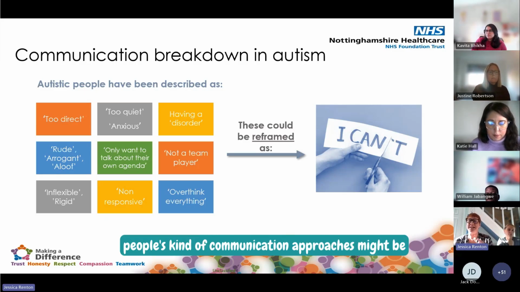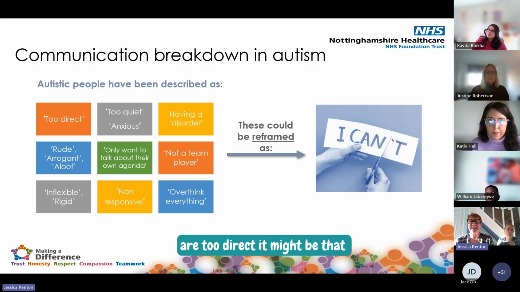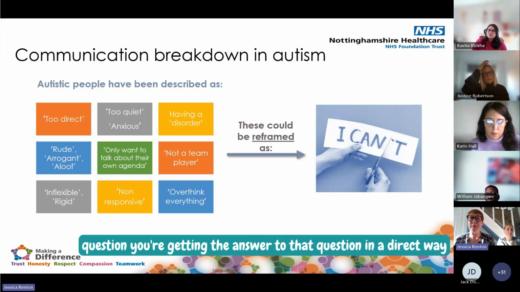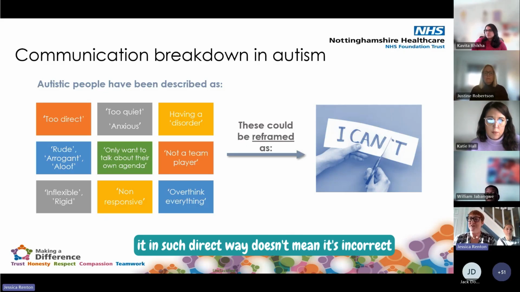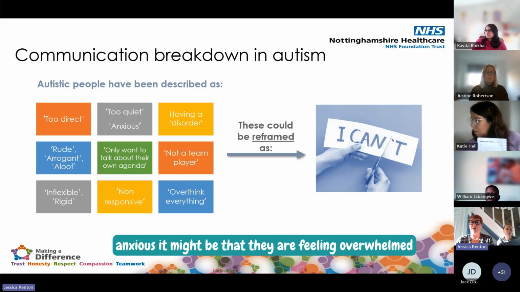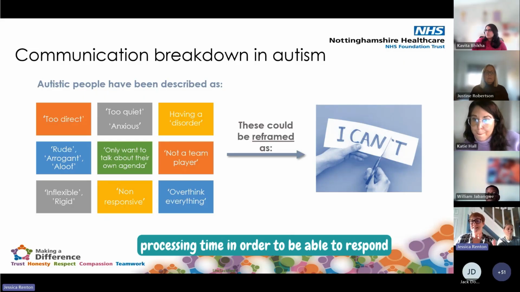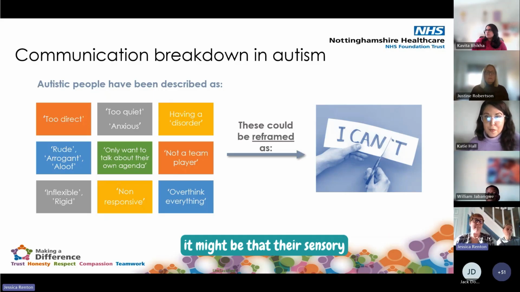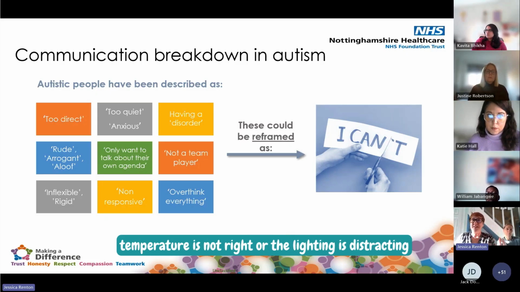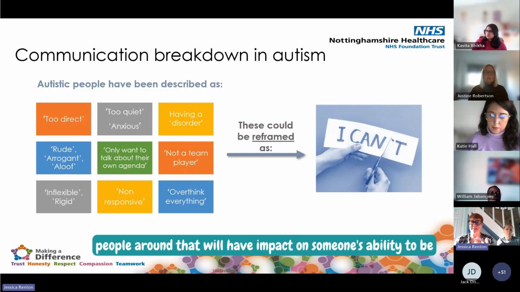So just thinking about some of the phrases that we might hear when autistic people's communication approaches might be shared or thought about, and how we might reframe them. So if people are too direct, it might be that they're answering your question. You asked a particular question, you're getting the answer to that question in a direct way. We're just not necessarily used to hearing it in such a direct way. Doesn't mean it's incorrect. If someone's too quiet or very anxious, it might be that they are feeling overwhelmed, they are protecting themselves. It might be that they are processing what's being said and they need that additional processing time in order to be able to respond. It might be that their sensory system is really overloaded, and in the particular environment, if there's lots of noises or the temperature's not right or the lighting is distracting and there's too many people around, or there aren't enough people around, that will have an impact on someone's ability to engage.